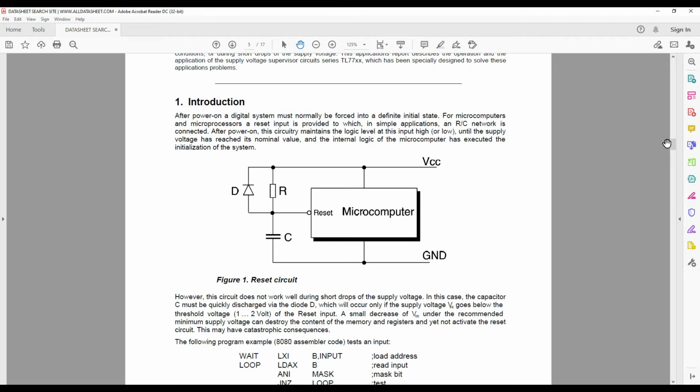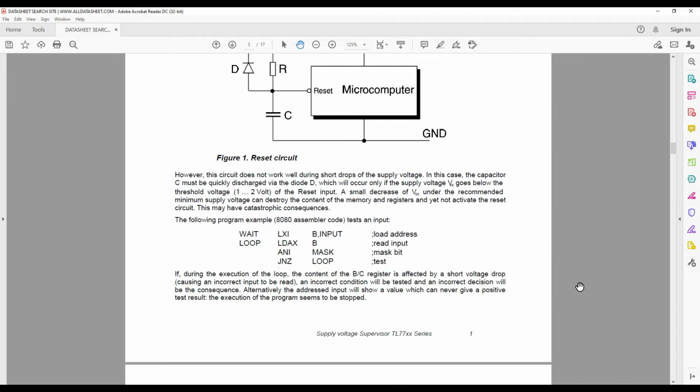Introduction. After power on, a digital system must normally be forced into a definite initial state. For microcomputers and microcontrollers, a reset input is provided to which, in simple applications, an RC network is connected. After power on, the circuitry maintains the logic level at its input high or low until the supply voltage has reached its nominal value, and the internal logic of the microcomputer has executed the initialization of the system.